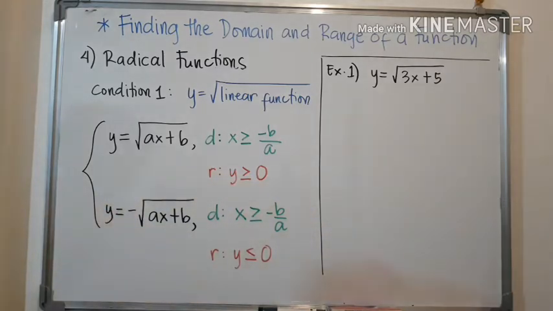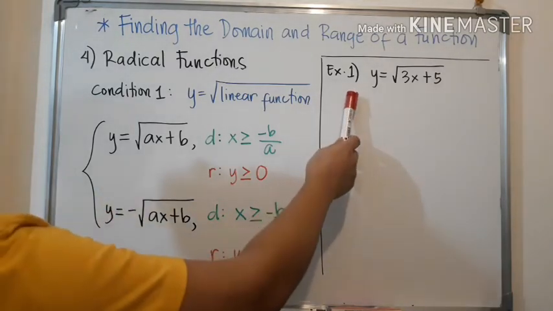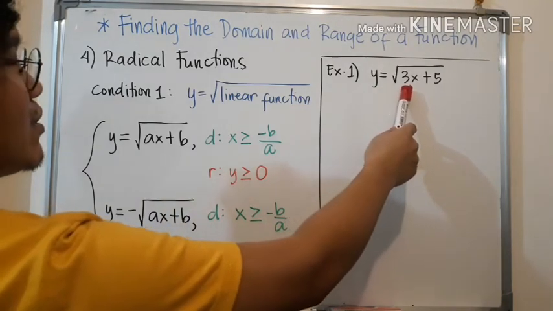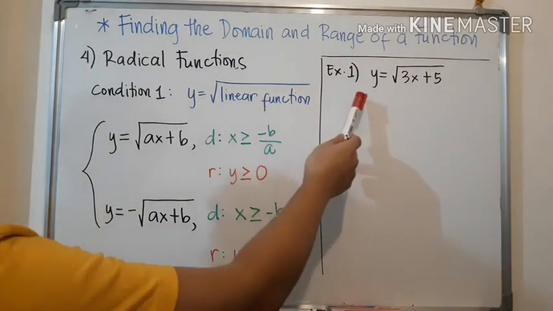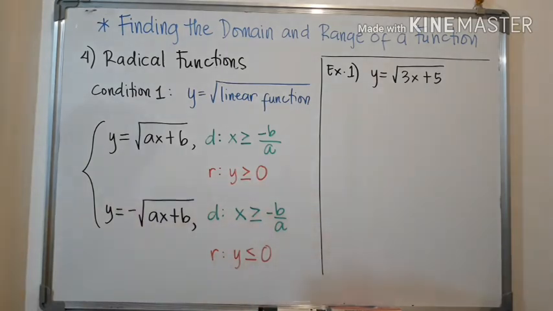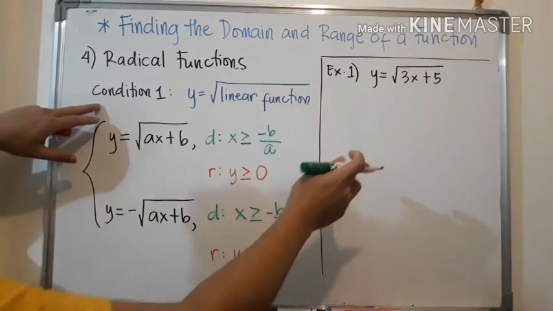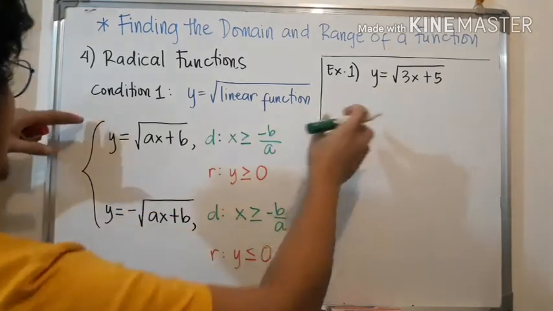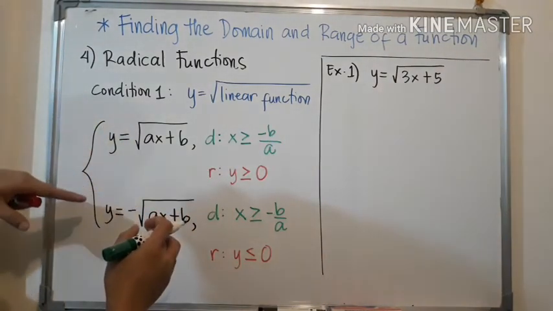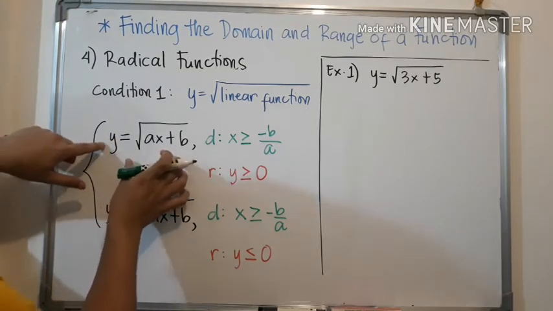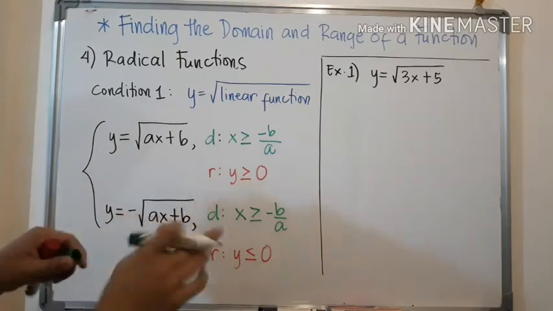So let's have example number 1. This is a radical function whose radicand is a linear function, 3x plus 5. So y is equal to the square root of 3x plus 5. Let's find first the domain. This falls under condition number 1 because the radicand is a linear function. And under condition number 1, it falls under the first case.